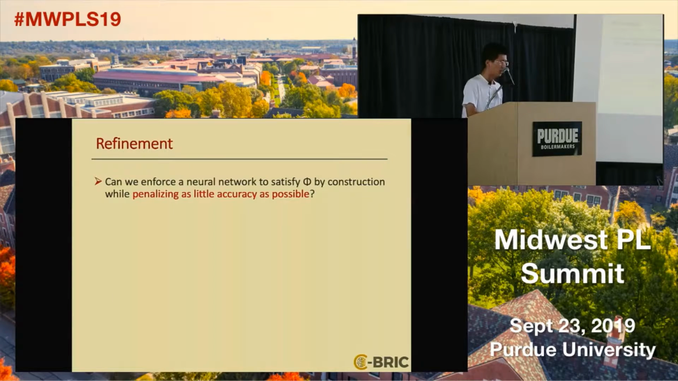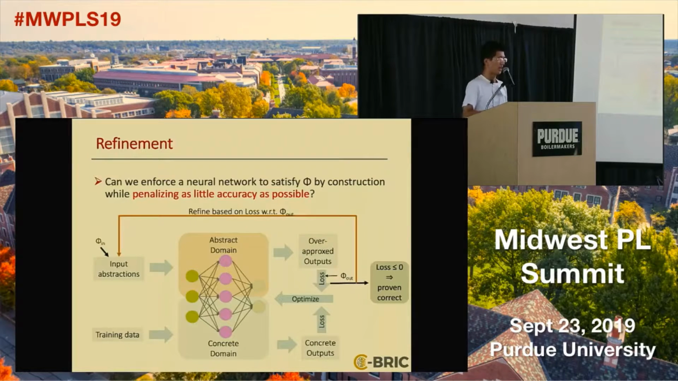So we need to revise our motivating question again. Can we enforce a neural network to satisfy the safety property phi by construction while penalizing as little accuracy as possible? To do this, we apply an abstraction refinement mechanism that takes the gradient information from phi, from the exact same loss that is used to deem correctness for the entire safety property. With this, we can heuristically decide which specific dimensions are more amenable to decreasing the correctness loss.